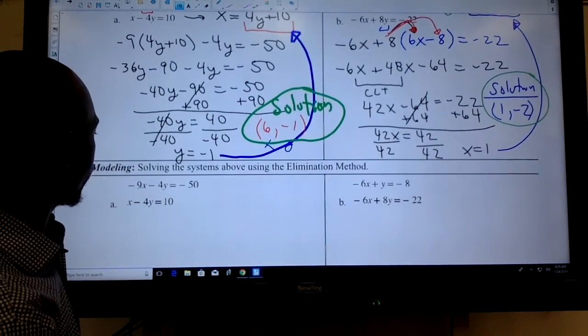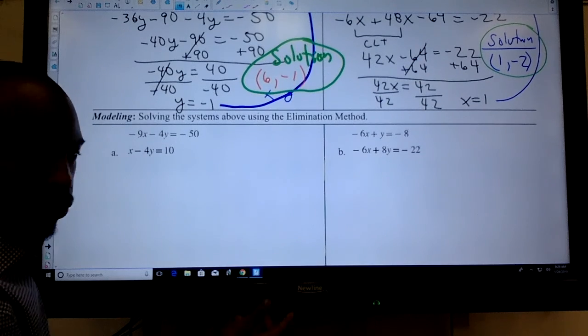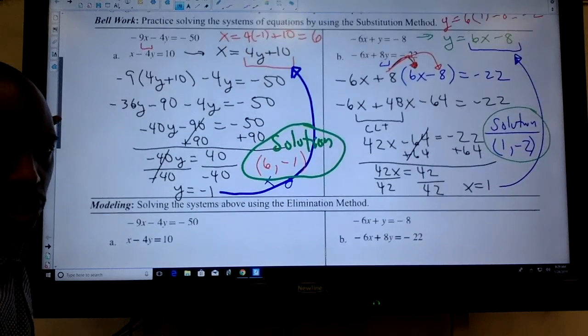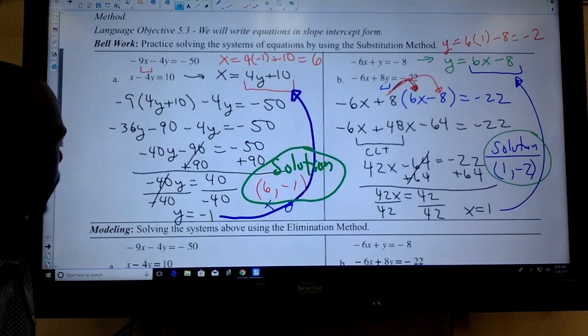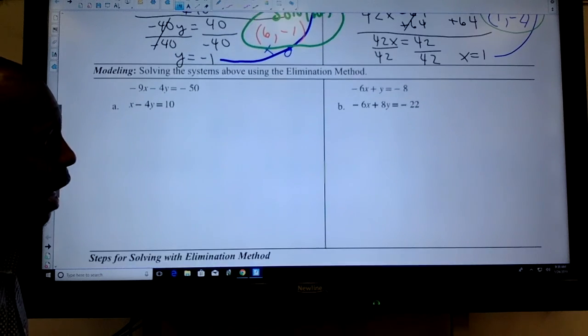Looking at the elimination for A and B in the modeling, do you notice that the equations for both A and B here are the same equations as we just did in the bell work? They're the same exact equations, both of them. This is on purpose. This isn't accidental.